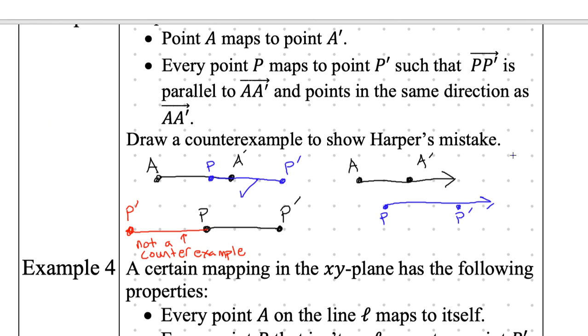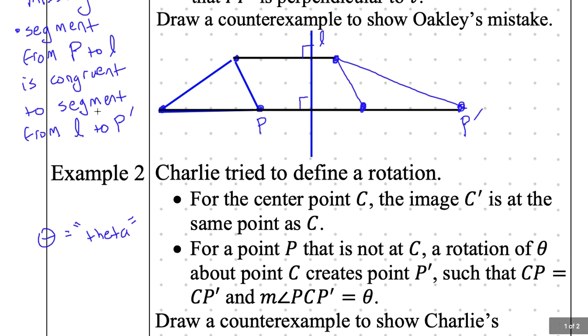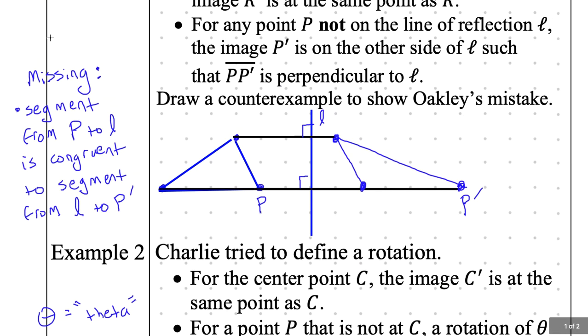That was all about distance, basically. This one was missing distance. And I guess I could have abbreviated everything up here. This one was also missing distance.